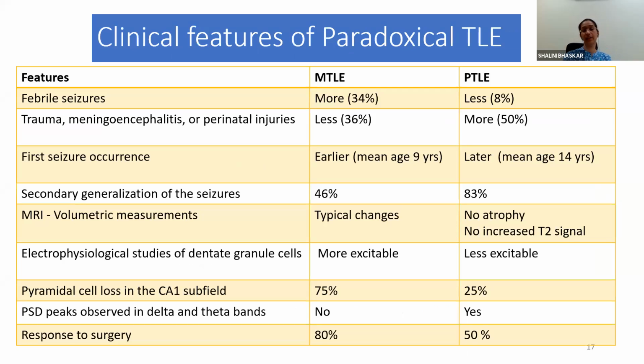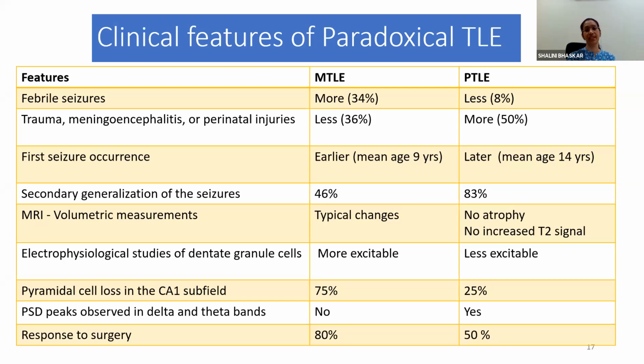On comparing the clinical features between the 2 subtypes, febrile seizures were more common in MTLE patients than PTLE patients, and trauma, meningoencephalitis, or perinatal injuries were more often seen in PTLE patients. The mean age for the first seizure occurrence was earlier in MTLE and later in paradoxical TLE patients. Secondary generalization of seizures was more common in PTLE. MRI showed typical changes in MTLE, whereas in PTLE patients there was no atrophy or increased T2 signal.